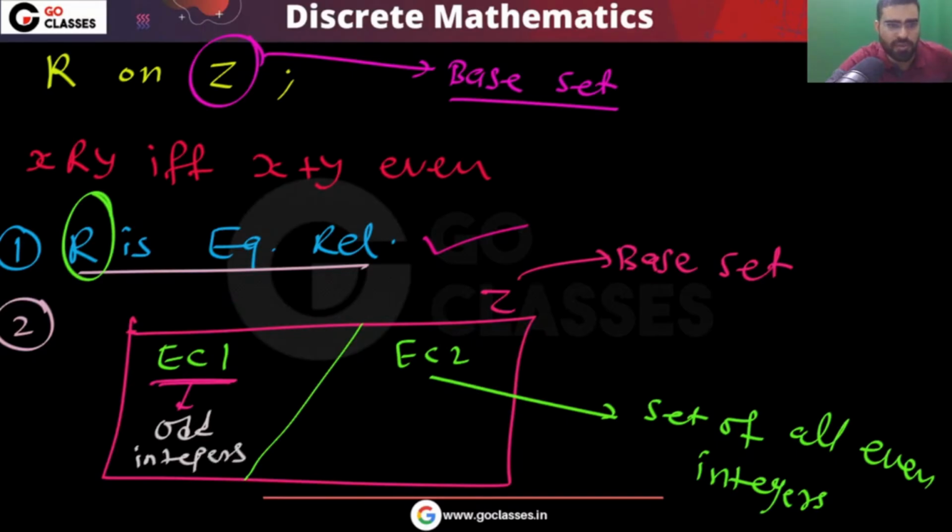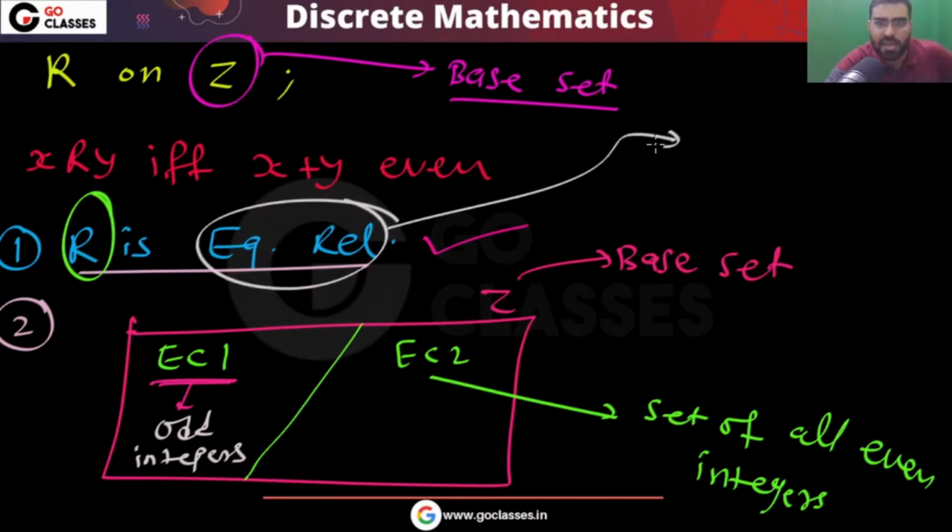Is this clear to everyone? Please tell me. So there will be 2 equivalence classes. You can easily see that this equivalence relation R will partition our base set into 2 equivalence classes. It has two equivalence classes. Very simple. So now let's move on.